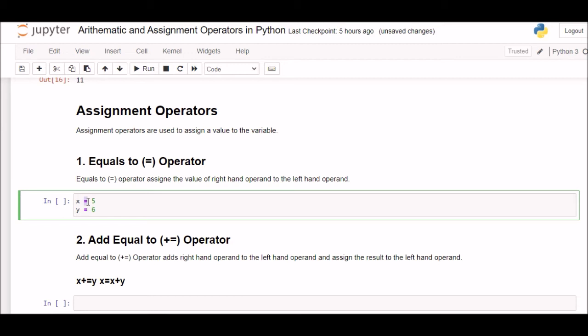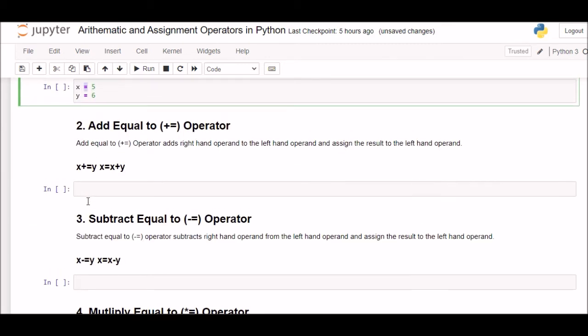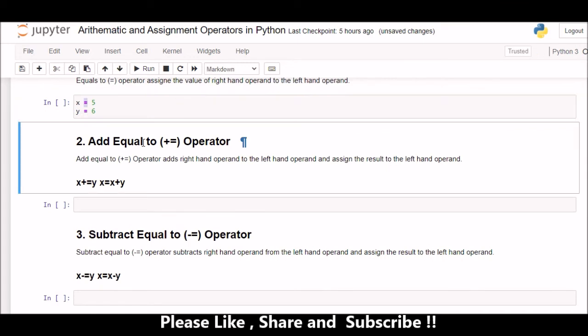Okay, it's pretty simple. Let's move further to the add equals to operator. The add equals to operator in Python is used to add the right hand operand to the left hand operand and assign the result to the left hand operand. Let's understand in a simple way. Here x += y is equivalent to x = x + y. In this way you can put the value and get the result.